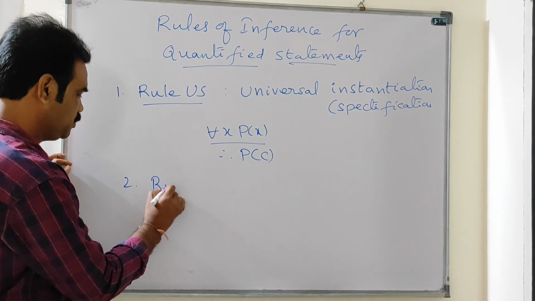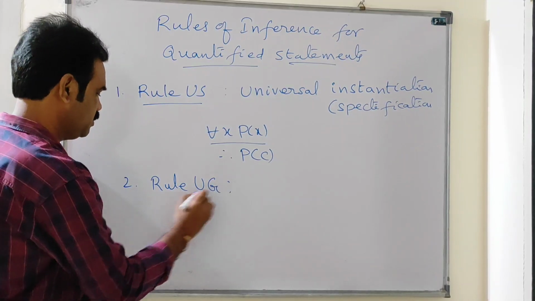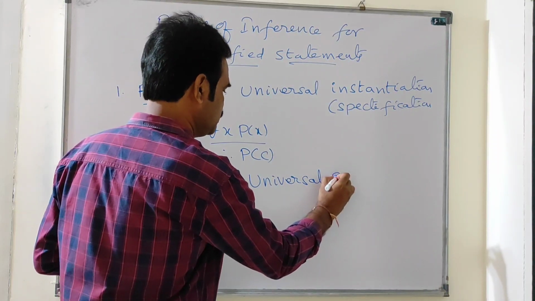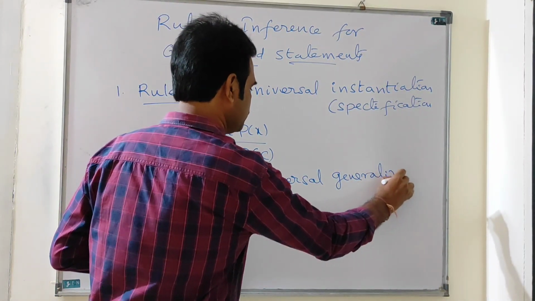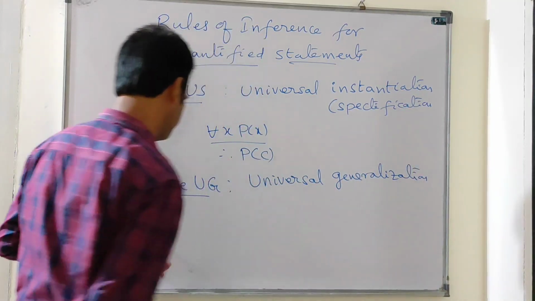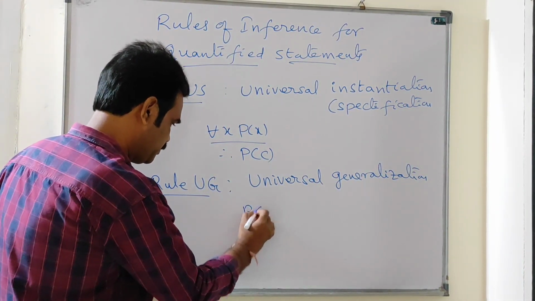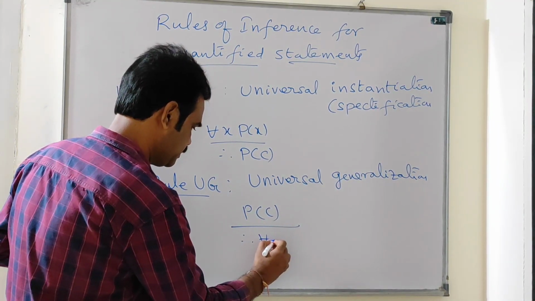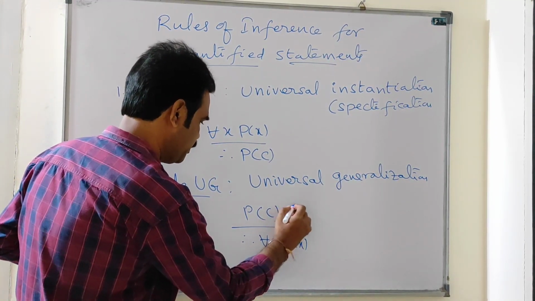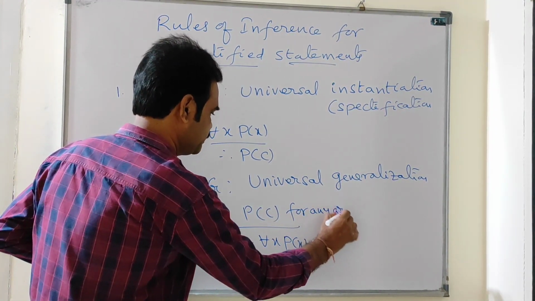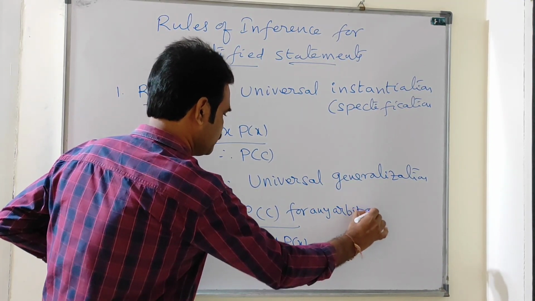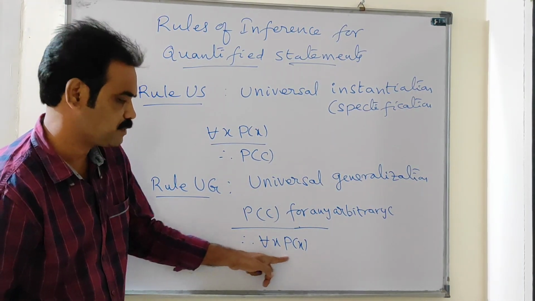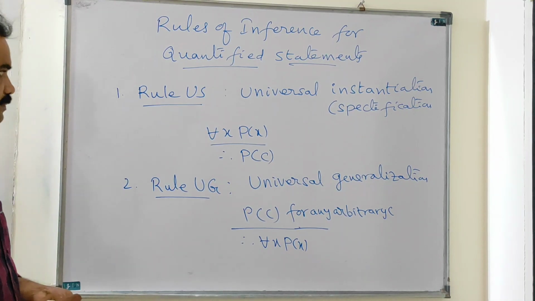Next, rule UZ. That is universal generalization. P of c for any arbitrary c, therefore for all x, p of x. This is rule UZ.